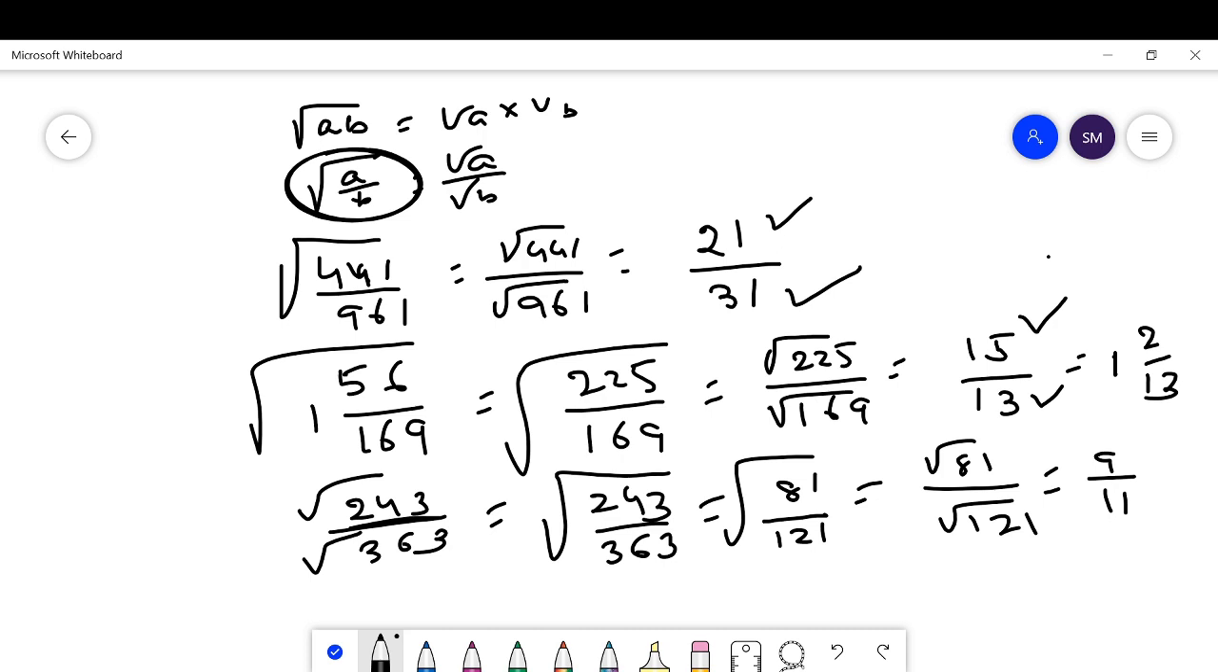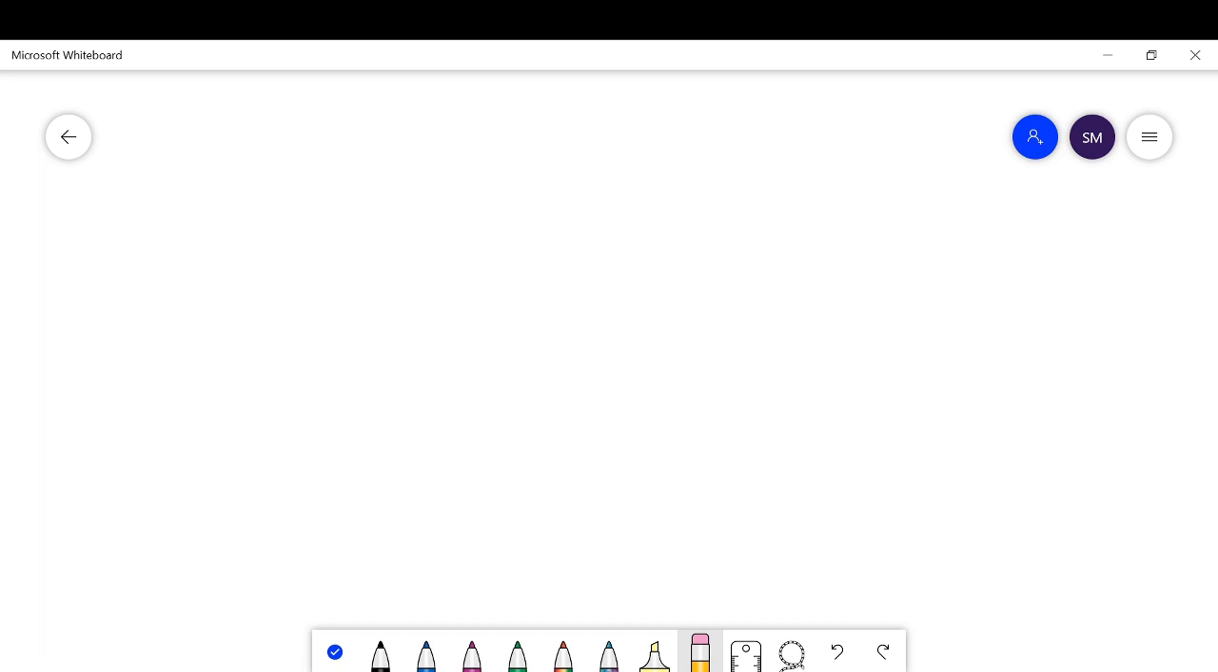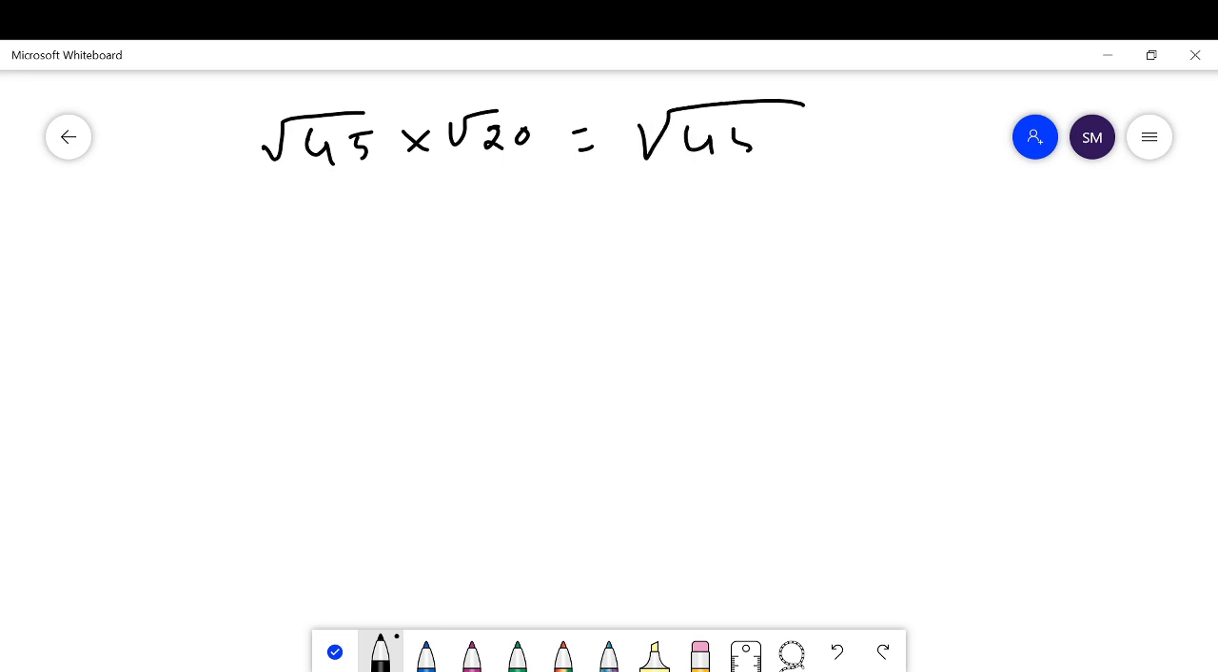Okay. Suppose you have given, first we clear it. Suppose you have to find out square root of 45 into square root of 20. This can be written as square root of 45 into 20. What is this? This is square root of 900. Then either by prime factorization or by long division, square root of 900 is 30.